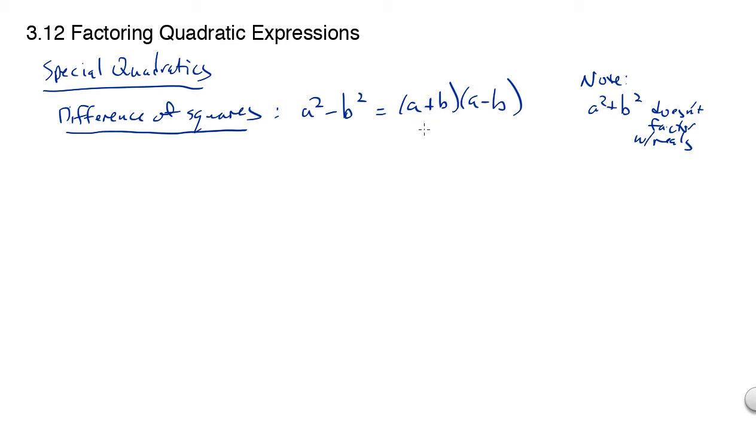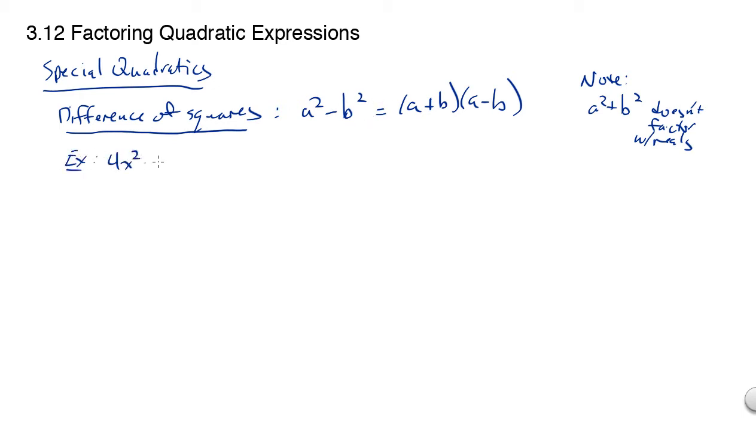That middle term you're looking for, because you're looking for a difference, right, is 0. So that means the two numbers you're looking for that multiply to b squared in this case would have to be the same number, just opposite signs.